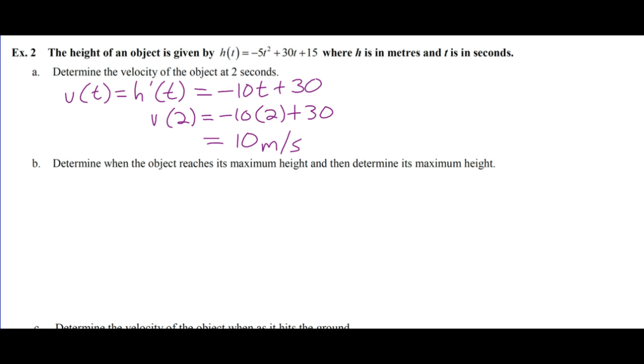Determine when the object reaches its maximum height. So it reaches its maximum height when what happens?